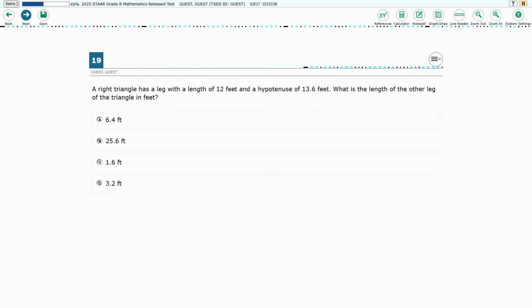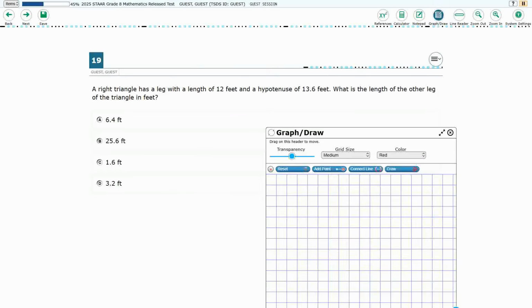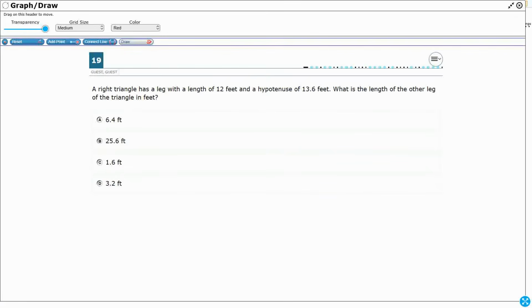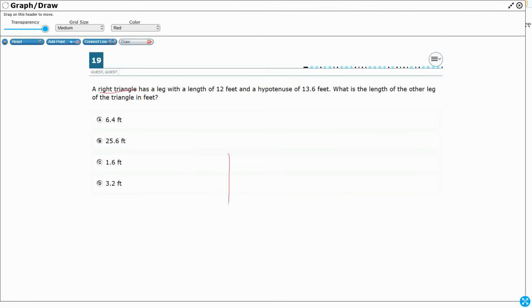Number 19, we are using the Pythagorean theorem. We're back with the Pythagorean theorem. We're not necessarily using it on a coordinate plane, but we are going to need the same idea. We have a right triangle, right? So I'm going to draw a right triangle.